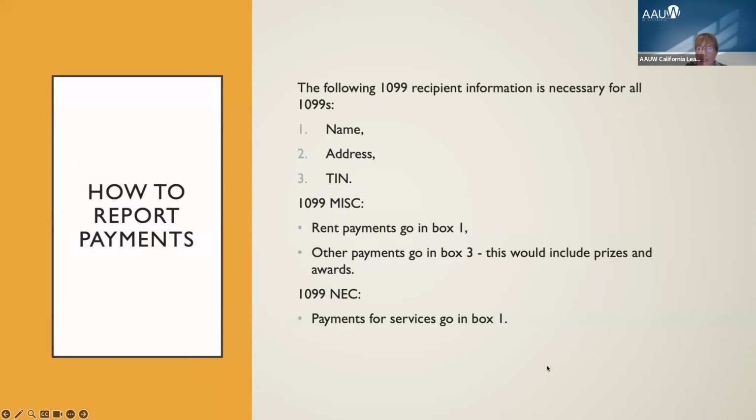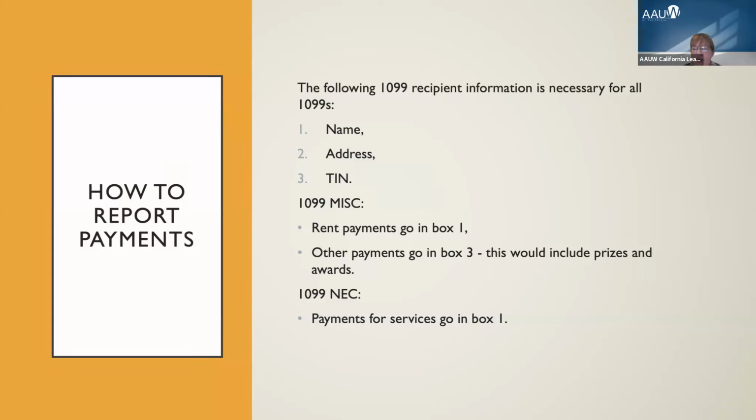Now, let's say at the end of the year, you determine, well, I paid more in rent to this non-corporate entity for the calendar year. Maybe I had an event that required me to pay for services, and it's a non-corporate service provider. So I have to fill out this 1099. And on all 1099s, you're going to have to put the name, the address, and the taxpayer ID number.